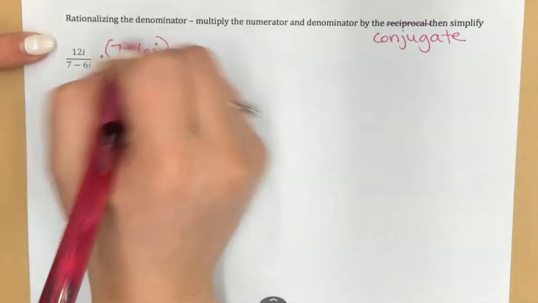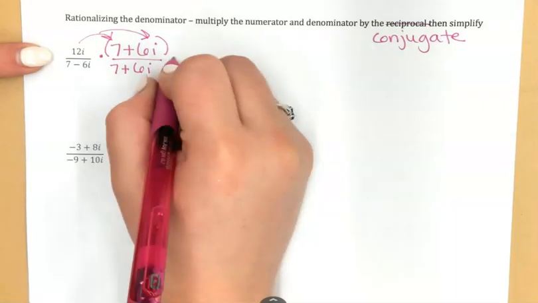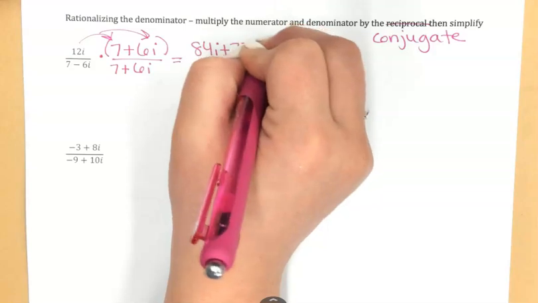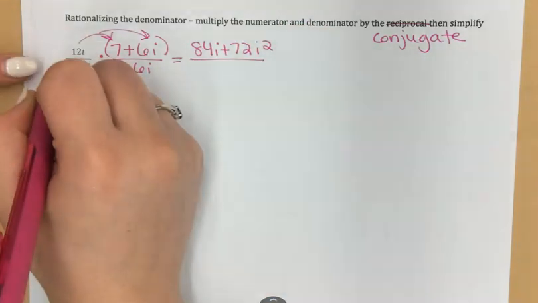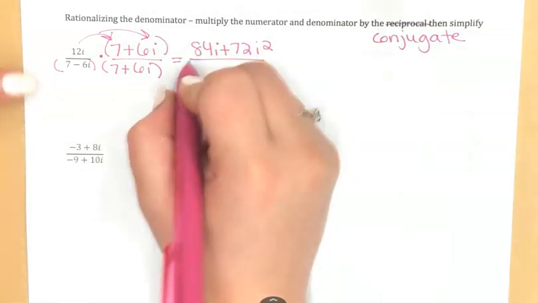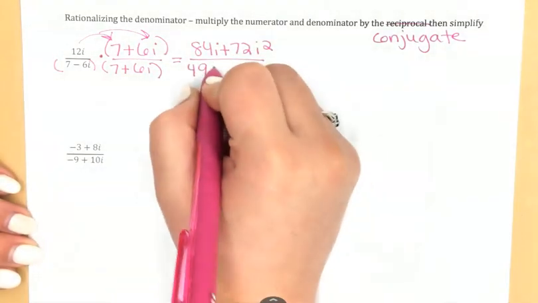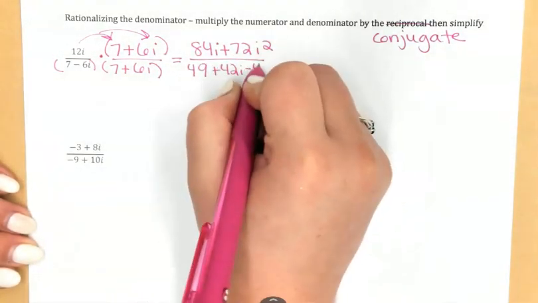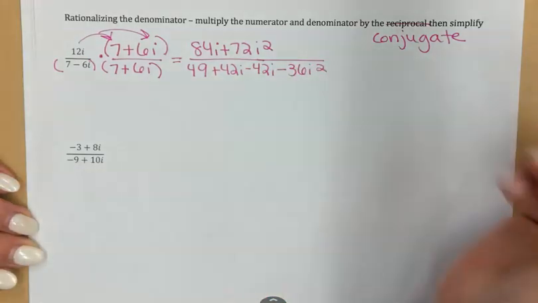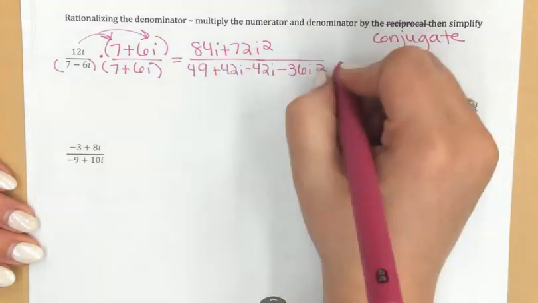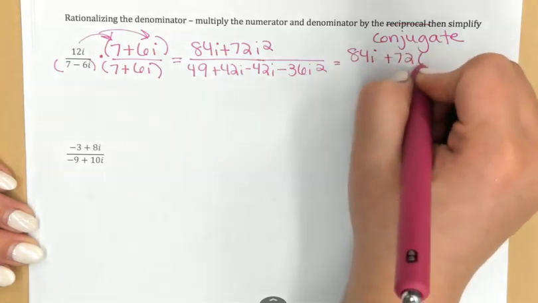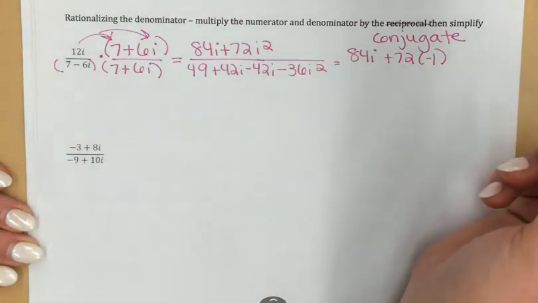So in the numerator, I am going to distribute that 12i to both things, and that's going to give me 84i plus 72i squared. In my denominator, I'm multiplying two binomials, which means I'm going to have to FOIL. So I'm going to get 49 plus 42i minus 42i minus 36i squared. If I simplify in my numerator, I'm going to have 84i plus 72 times -1 because i squared is -1.